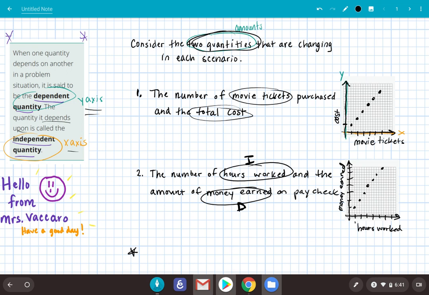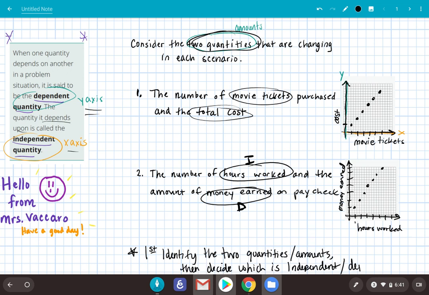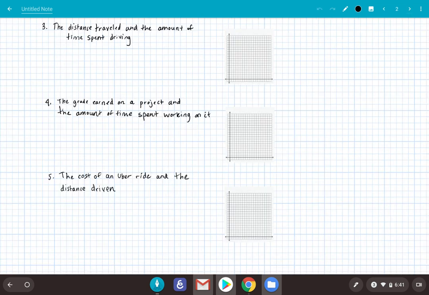So in this situation, I would say if you have to identify the independent and dependent quantities, first identify the two quantities or amounts. Then decide which one determines the other. So which one's independent, which one's dependent. And I think it helps to make a graph to do that. So we'll look at a couple more scenarios.